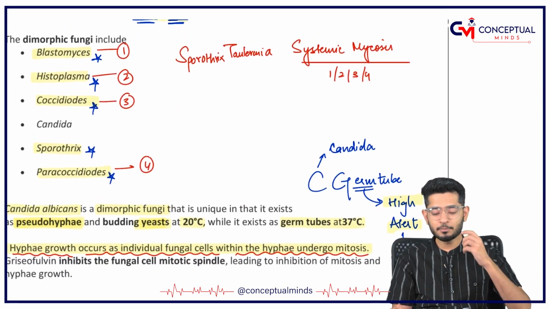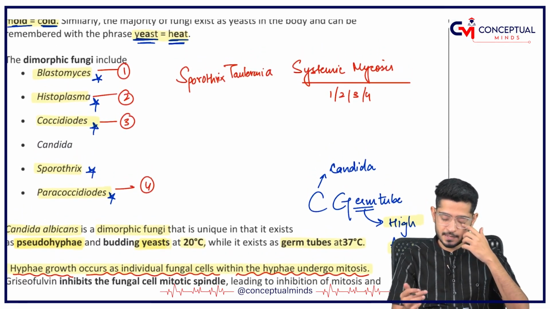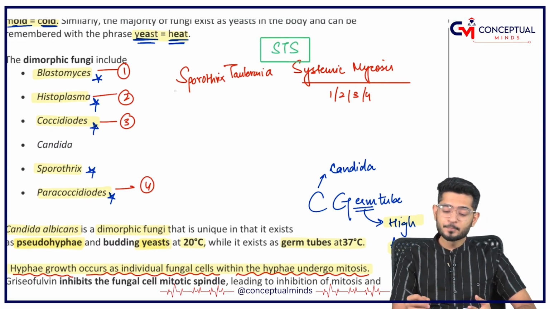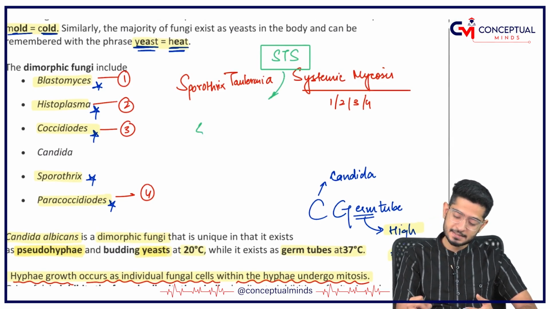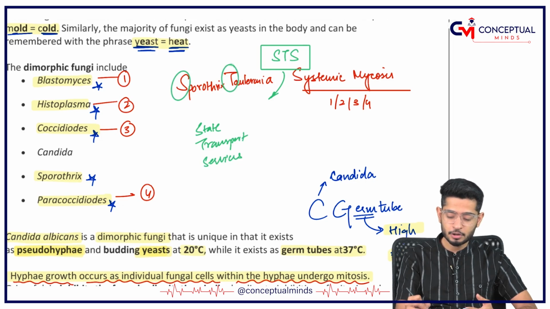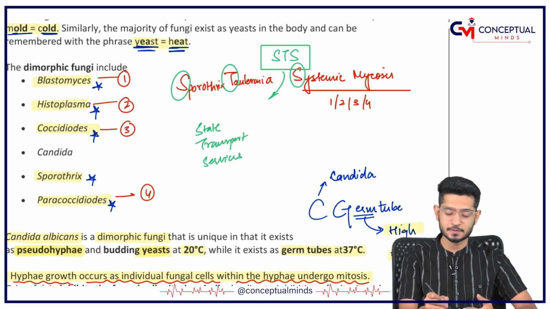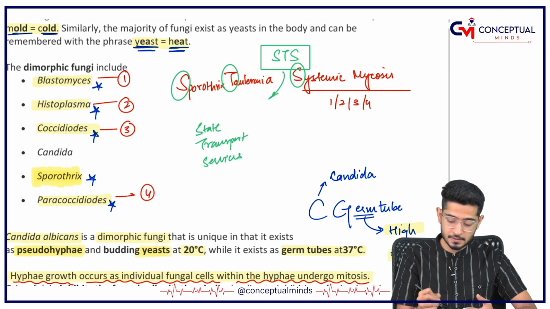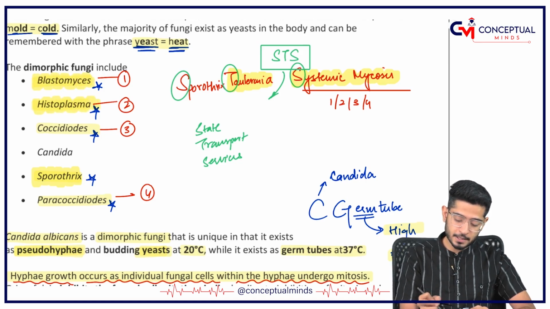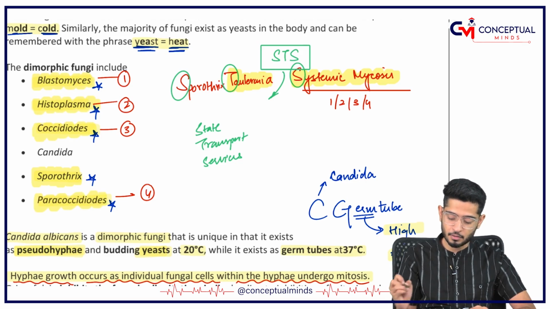Okay. What are the dimorphic fungus? Remember, in order to remember the names of dimorphic fungus, you have to remember STS as the mnemonic. And if you don't know, STS means State Transport Services. So S for Sporothrix, T for tularemia, S for systemic mycosis. Sporothrix, can you see? This is Sporothrix. Then T for tularemia, which they have not written, but yes, it is also dimorphic. And then you have systemic mycosis. What are the examples? One is Blastomyces, next is Histoplasma, next is Coccidioides, next is Paracoccidioides.